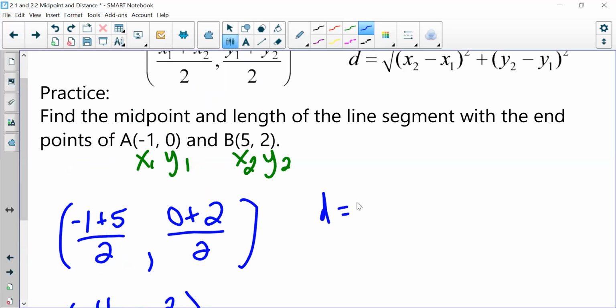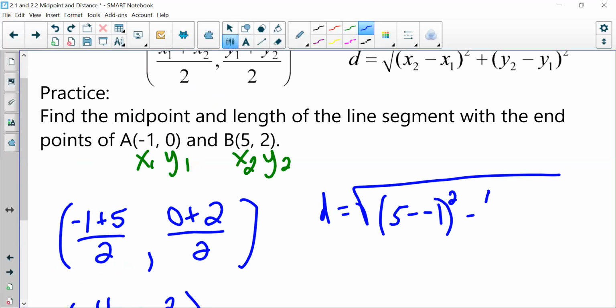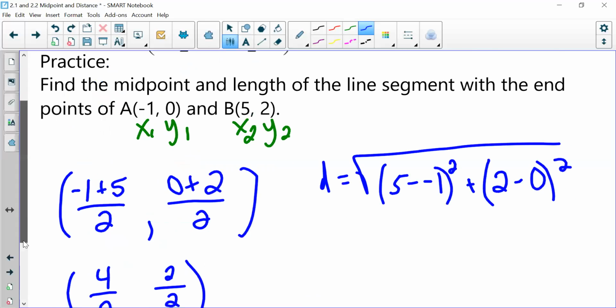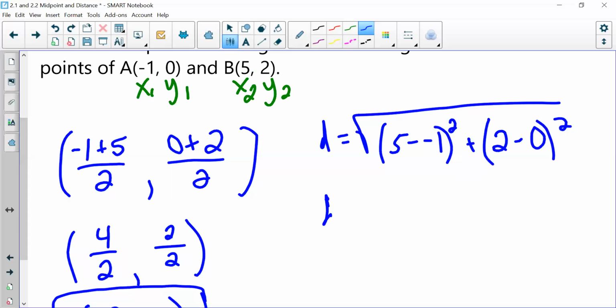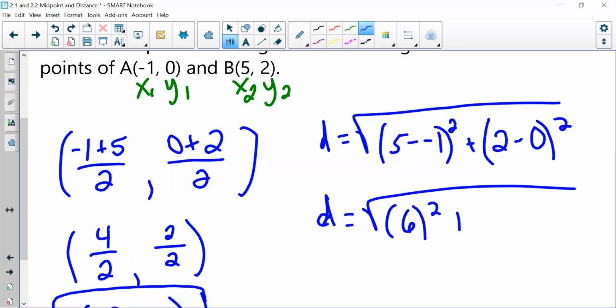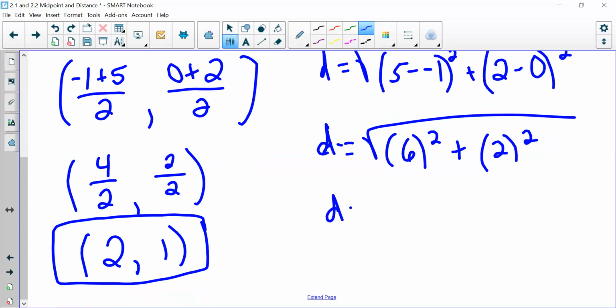Distance is the square root of (x2 take away x1) squared, I've got a negative there, so I'm going to have to be careful with that sign, plus (y2 take away y1) squared. BEDMAS says simplify inside of the brackets first before I deal with my exponents and then my addition. So 5 take away -1 is 6, and 2 take away 0 is 2. 6 squared is 36. And 2 squared is 4.